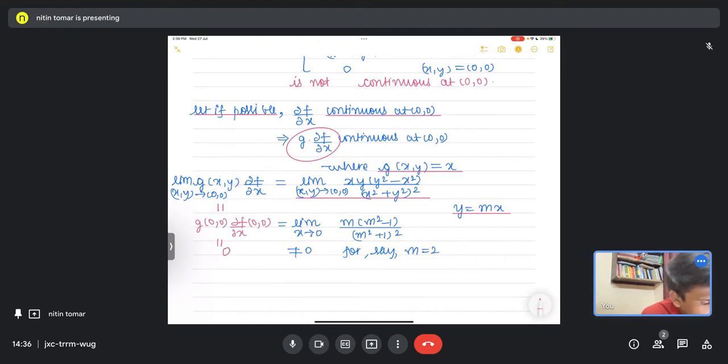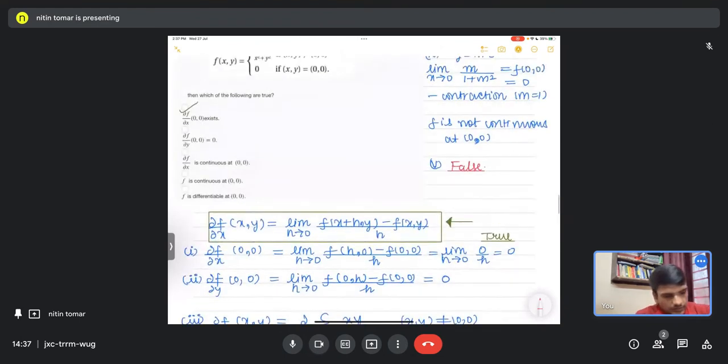So if we put this value, then we'll get the limit as x goes to 0 of m times m square minus 1 upon m square plus 1 the whole square. Now this limit clearly is not 0 for, let's say, m equal to 2. So this is not a continuous function. So our assumption that del f by del x is continuous is false. Okay. So this is not true.